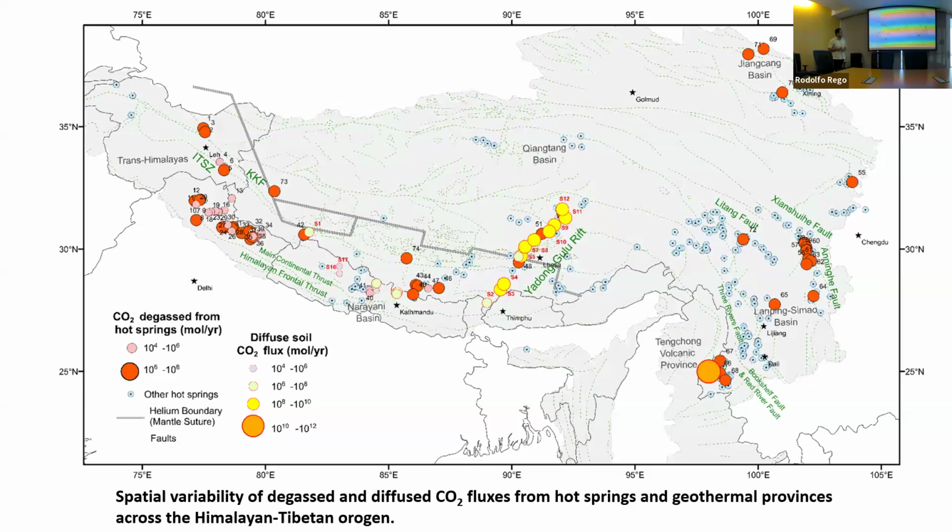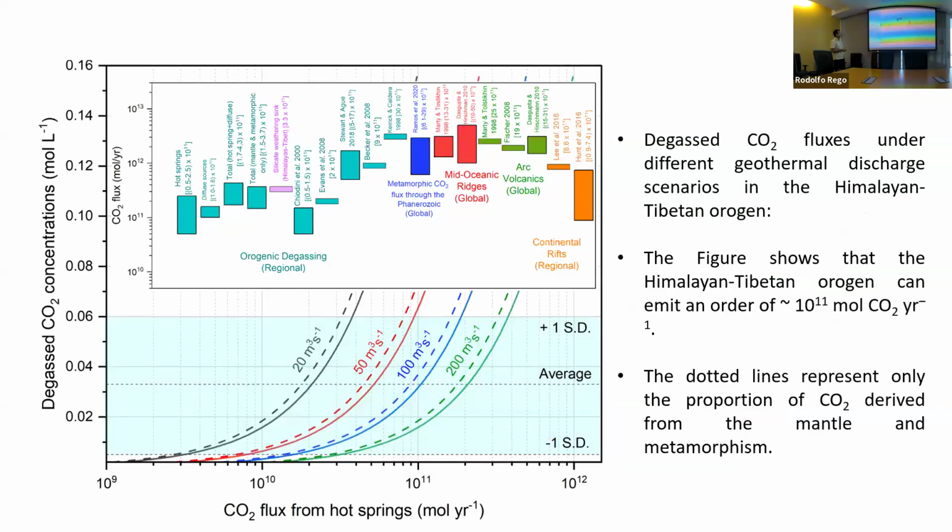So again, what we did is we had our data, and we had data from the published literature. So we mapped the entire CO2 that is being degassed from each hot spring in the entire Himalayan Hindu Kush region. And not only that, on top of that, we data mined and looked into the diffuse CO2 flux. And this is what it will look like. And then if we go and look into the discharge and everything, the take-home message was, we found that the CO2 degassing in the Himalayan orogeny is on the order of 10 to the power 11 moles per year.